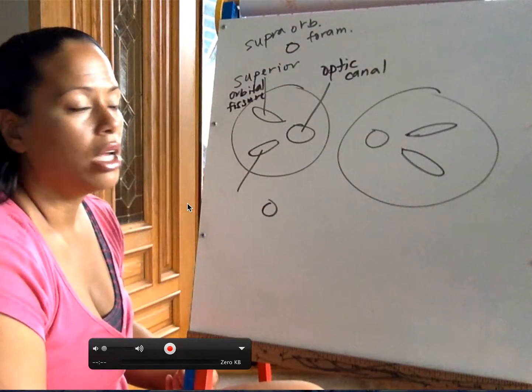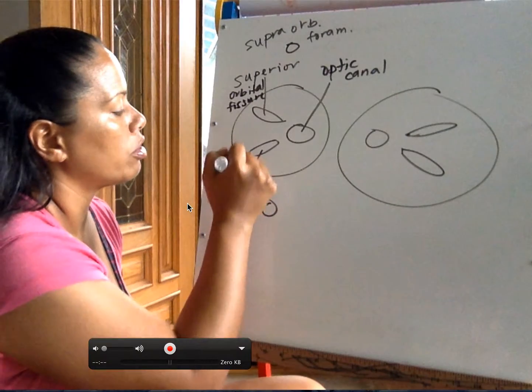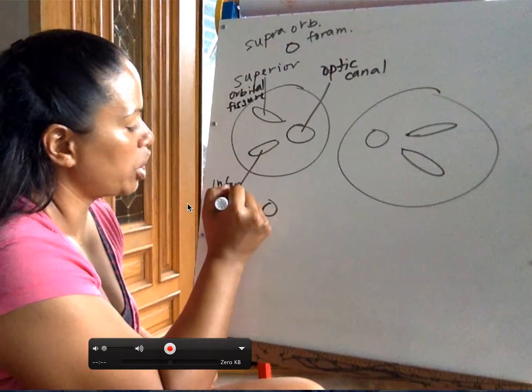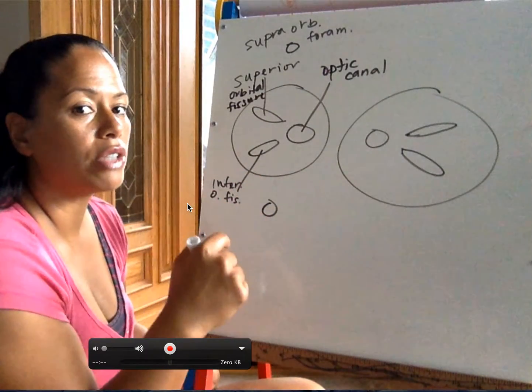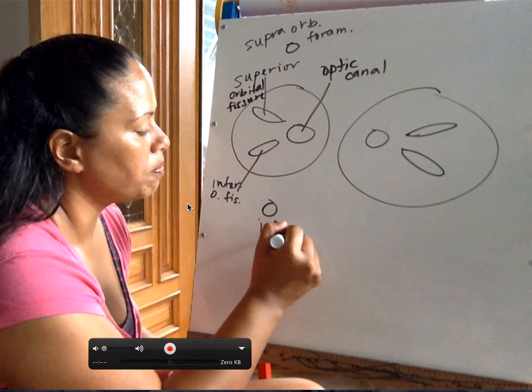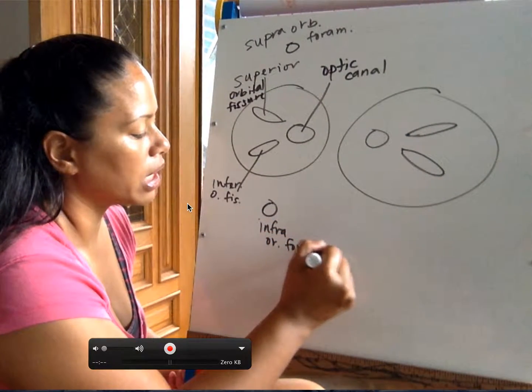So you see the pattern? If it's a slit, if there's a superior, there must be an inferior. So this guy is called inferior orbital fissure. But what is the hole that's found outside the orbit and below the orbit? It's called infraorbital foramen.